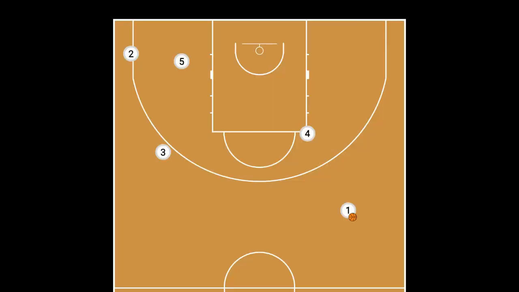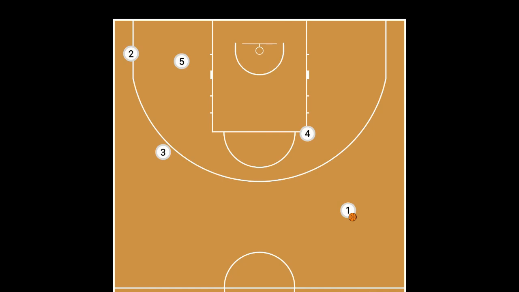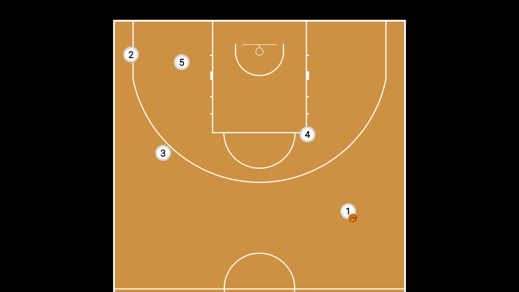Okay, so let's take a look at this basketball play. This is an ATO basketball play. It's a pistol hammer basketball play. So what we're going to have here is the opportunity for a layup, but we're also going to have the opportunity to get a 3-point shooter open. So multiple different opportunities here, multiple different ways that we can go about it. So let's take a look.